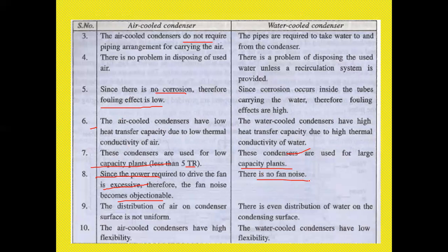Next, ninth one, the distribution of air on the condenser surface is not uniform. So we don't have additional support for the air medium. The distribution of air on the condenser is not uniform, but here there is an even distribution on the condensing device. Next, the air cooled condensers have high flexibility because we are using air as a medium. The water cooled condensers have low flexibility because of the maintenance we are doing. So these are the comparisons of air cooled system versus water cooled system, right?